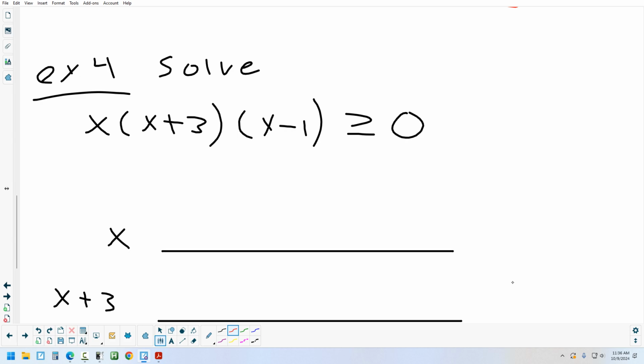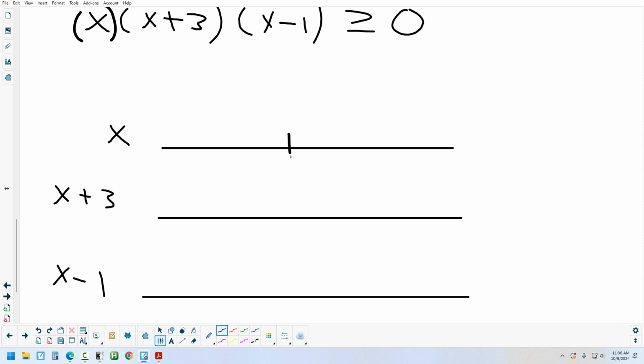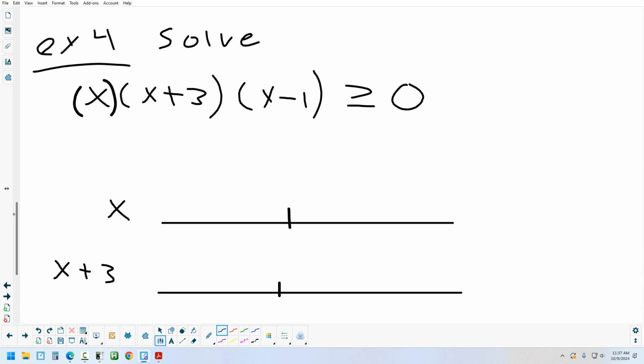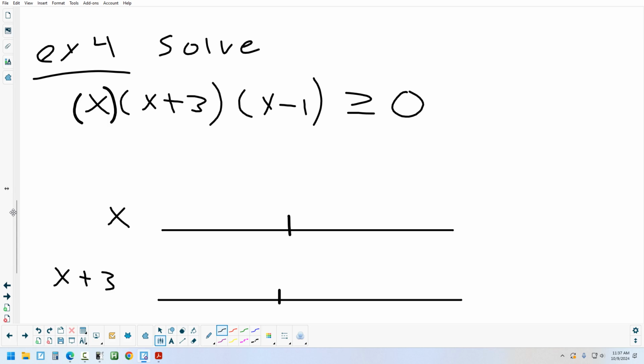Okay, so the next problem has 3 factors, but it's already factored for you, so you don't have to figure out what the linear factors are. So they're x, x plus 3, and x minus 1. So we're going to mark, doesn't matter where you put it, you're just marking a spot on each number line for the root. And we're going to find out what they are.